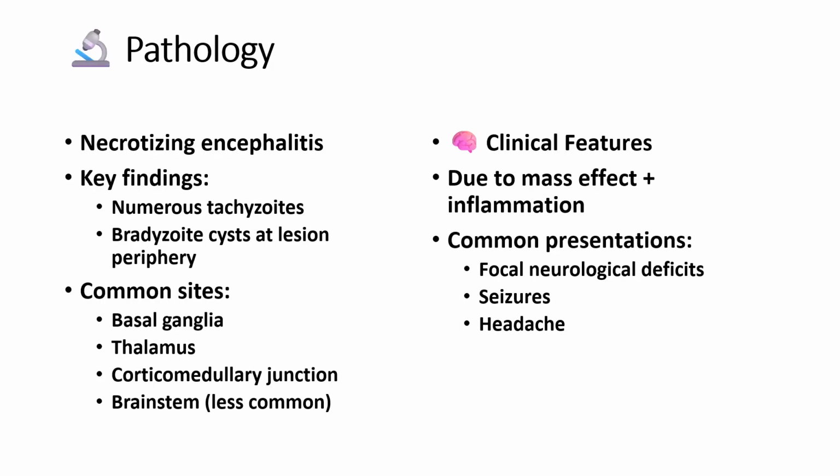Pathologically, we can see necrotizing encephalitis. Key findings are numerous tachyzoites and bradyzoite cysts at the lesion periphery, occurring in common sites like basal ganglia, thalamus, corticomedullary junction, and brainstem. Clinical features are due to mass effect and inflammation. They present as focal neurological deficit, seizures, and headache.